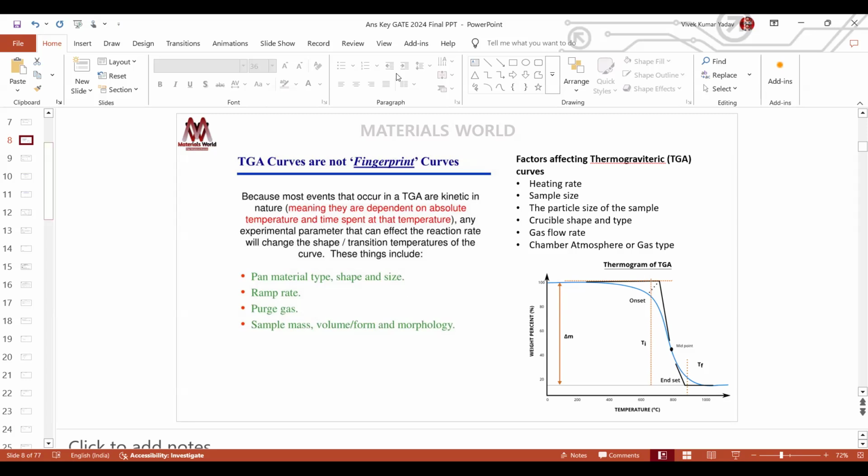So the important factors here are the heating rate, sample size, particle size of the sample, crucible shape and size, gas flow rate, and chamber atmosphere or gas type. That means pan material, shape, size, ramp rate, purge gas, and sample mass, volume, form, or morphology. These are the important factors in DSC as well as in TGA.